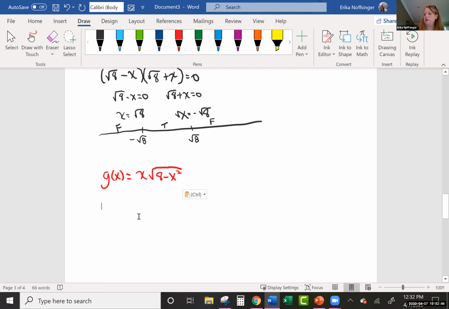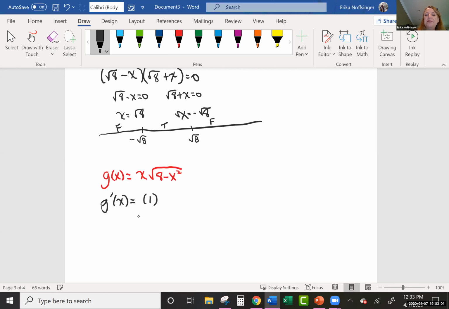Okay, so like I said, product rule and chain rule. And so first derivative. So it's the derivative of x, which is 1, times the second piece, which is the square root of 8 minus x squared, plus the first piece, which is x, times the derivative of the square root of 8 minus x squared.